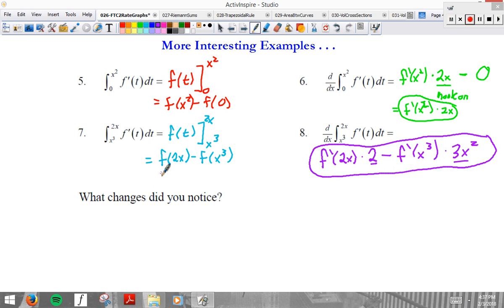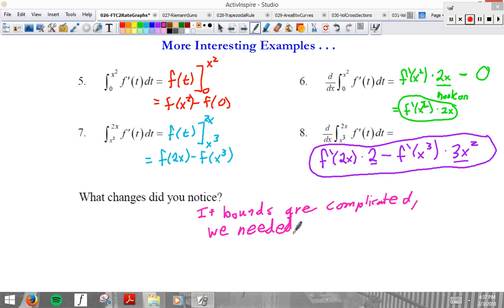So, what changes do we notice? The main change I noticed is that if my bounds are complicated, well, what we needed to do, we needed the chain rule. Which is exactly what the next theorem will say.